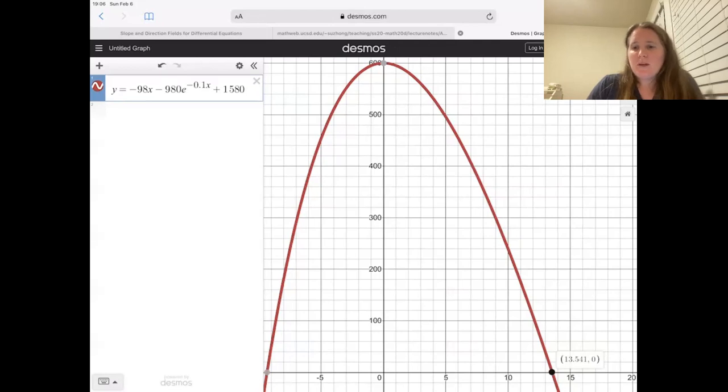Desmos graphed this for me, and then it automatically calculates the intercepts for you to the best of its ability using a numerical approximation technique. And in this case, it's showing that that x-intercept is 13.541. So we get 13.541 or approximately 13.5 seconds.